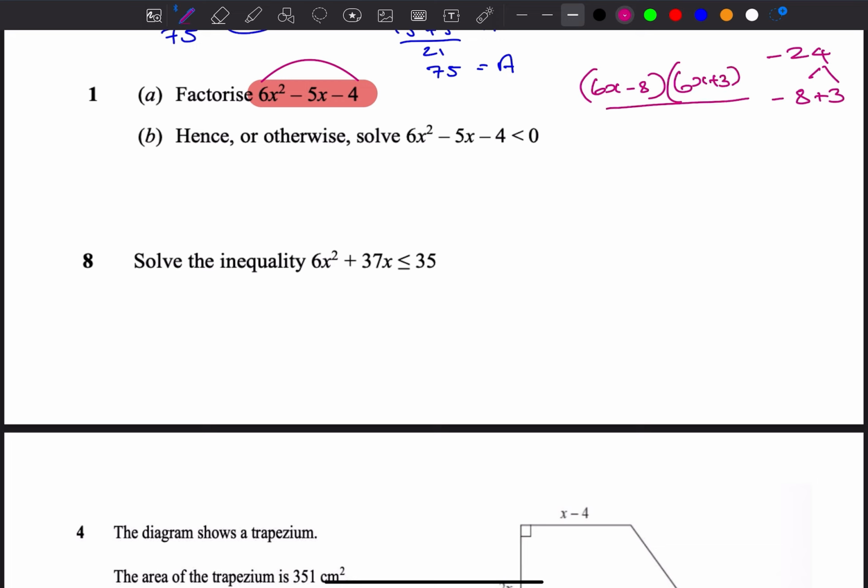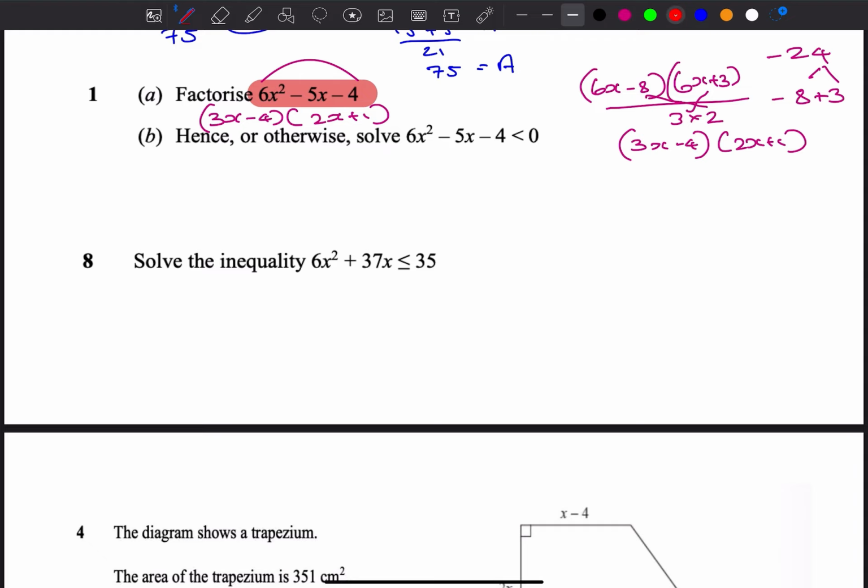6, and the other one is 6x plus 3. Everything divided by 6. You can't do 6 because 8 can't be divided by 6 and 3 can't be divided by 6. There's no point. So instead of 6, use 3 times 2. That's 6, that's alright. 2 divided here, 3 divided here. That's 3x minus 4, 2x plus 1. So you write it here: factorizing, 3x minus 4, 2x plus 1.